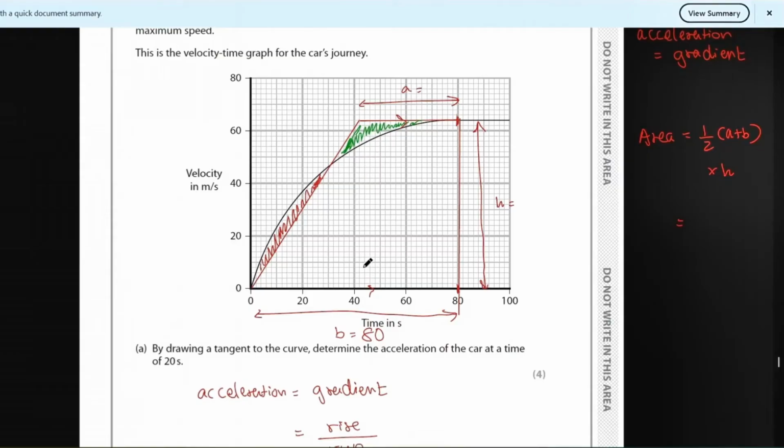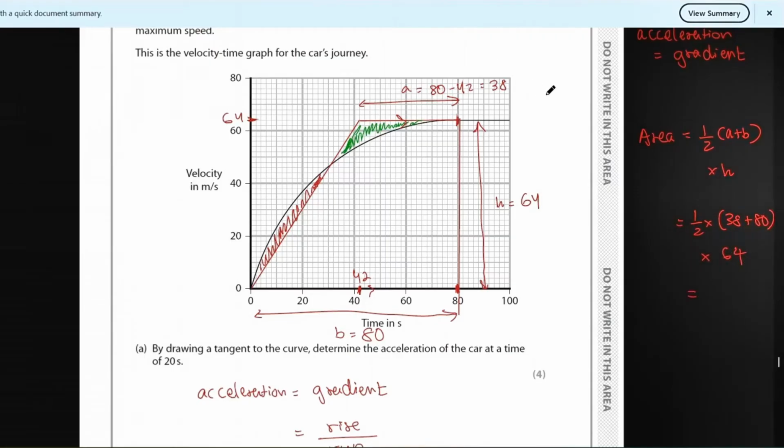The value of A, we can measure A from here, which is 42. 42 up until 80. So it's 80 minus 42. This gives us 38. What about h? h goes from 0 to 64. So h is 64. So let's substitute all of these values. So half times (38 plus 80) times 64.